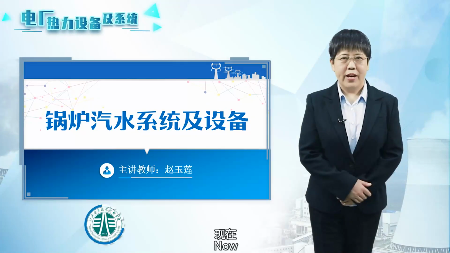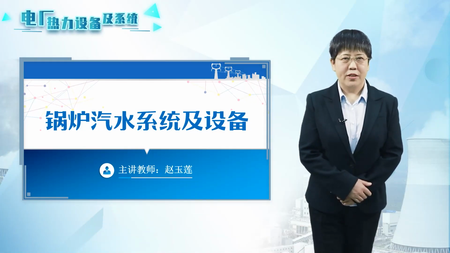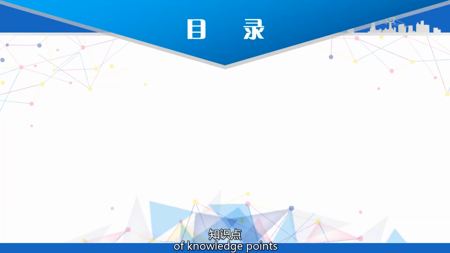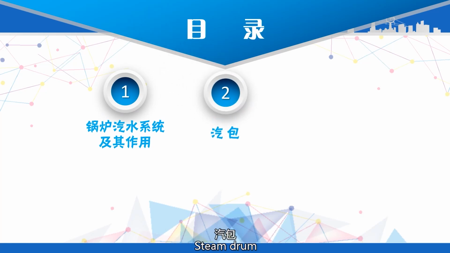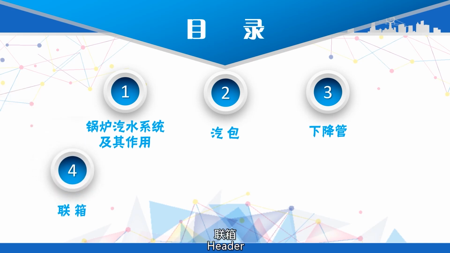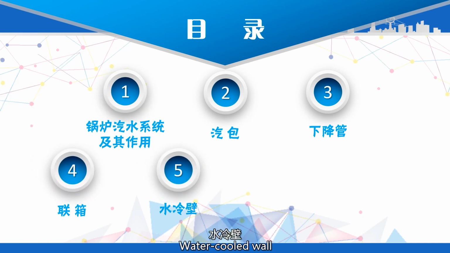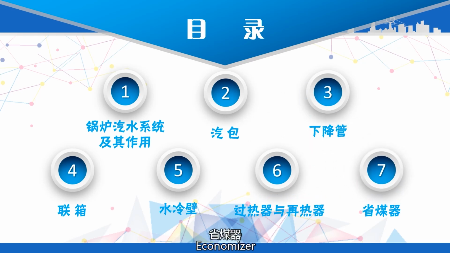Everyone, now we will learn the basic knowledge of the boiler steam and water system and equipment. This section of knowledge points is as follows. First, boiler steam and water system and its function. Second, steam drum. Third, downcomer pipe. Fourth, header. Fifth, water-cooled wall. Sixth, superheater and reheater. Seventh, economizer.